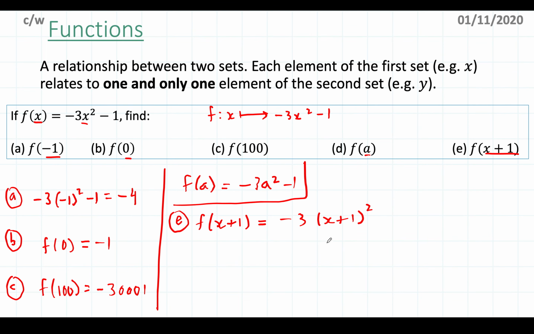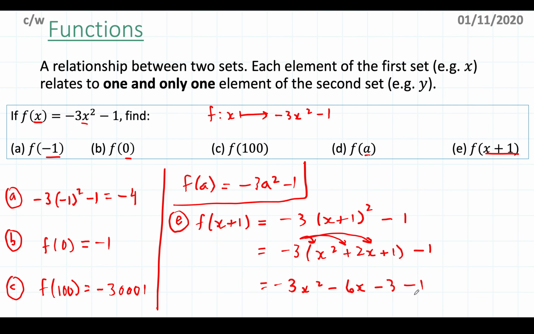So precisely wherever your input is, you're going to place it there. The x is your input here. This is what's happening to your input, and you're going to do the same thing. Now, expanding this out, make sure that you expand properly. This is x squared plus 2x plus 1 minus 1. Keep it in brackets because you need to multiply this out. So you get a negative 3x squared minus 6x minus 3 minus 1. Simplify it further. You can only simplify the last two terms, so you're left with negative 3x squared minus 6x minus 4. Hopefully this was clear.